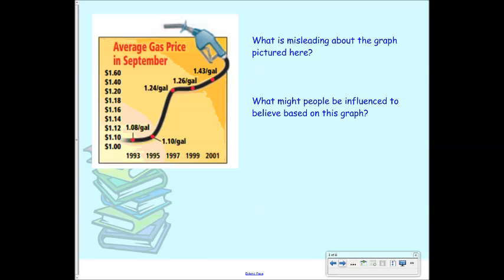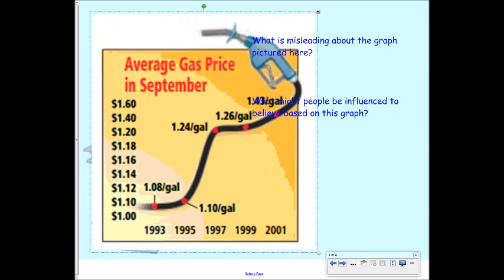What's going on in this graph? A little bigger. Just tell me about it. You don't have to tell me why it's misleading, but what is this graph? I'm going to call it gas prices, right? Gas prices over the course of some years. How many years? 7, 8. 8 years. The gas price over the course of 8 years.